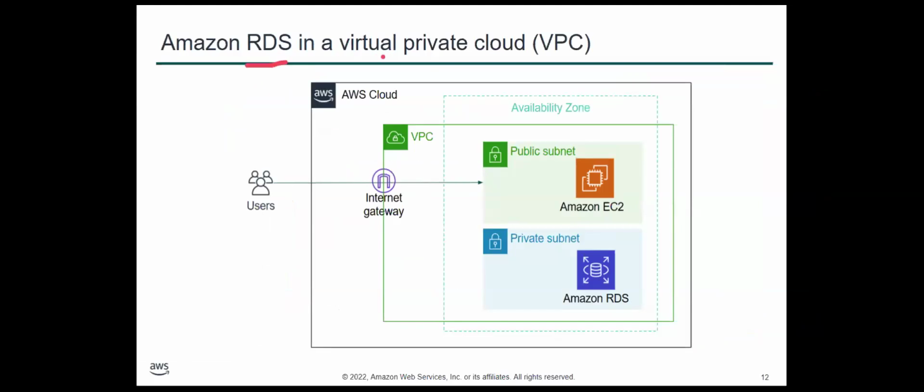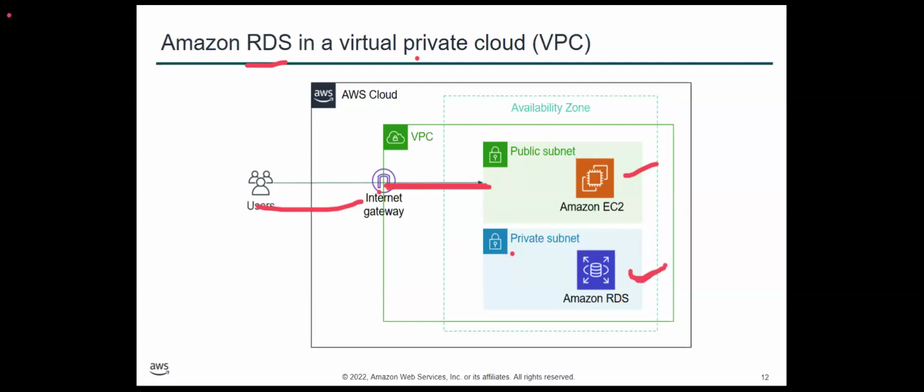Next, RDS in a virtual private cloud. So how will RDS work? Users will go first to the internet gateway in the VPC, then to the server, the EC2 instance, and then the private subnet. The database will be stored in your private subnet.